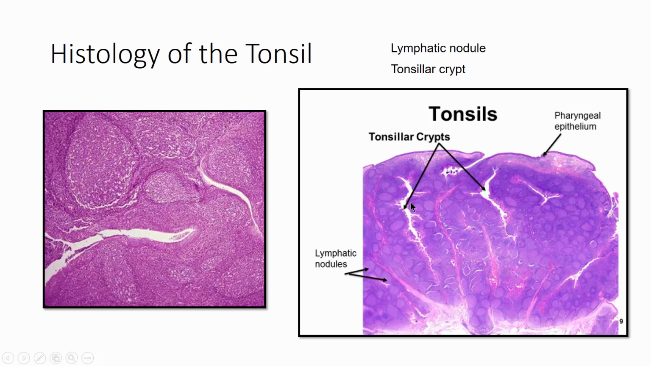So crypts, CRYPTS. Of course, the pharyngeal epithelium making the outer layer of the tonsil, and then of course you have the lymphatic nodules that are labeled, the circular areas with their germinal center, where more white blood cells are usually found.